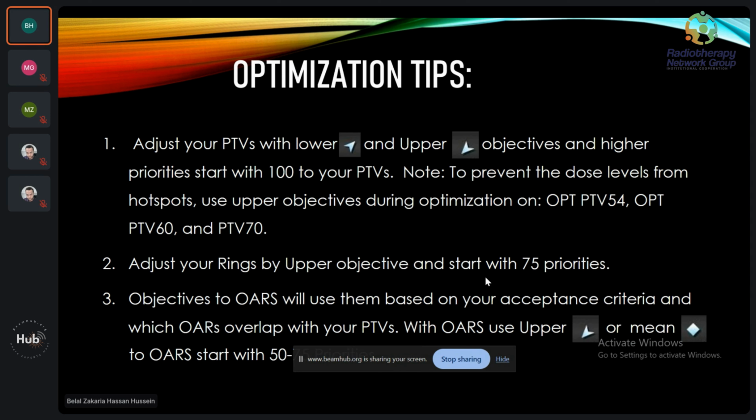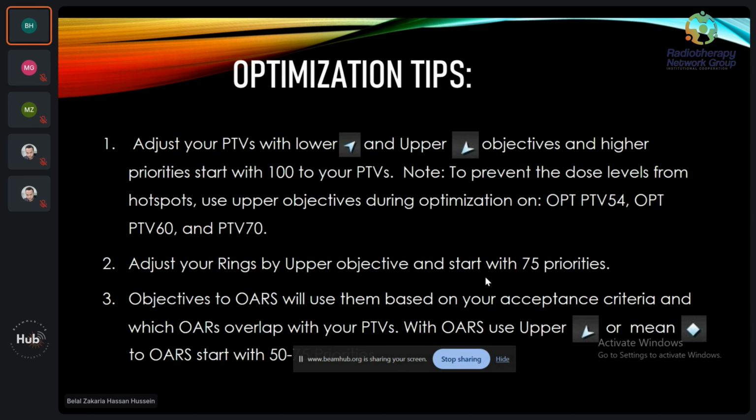Note, to prevent hotspots in the dose level, as I explained, the optimization BTV is cropped, or the optimization BTV 60 and the BTV 70. If you use the first way I explained, with optimization BTVs cropped from each other, you can use the upper freely without fear of underdose inside the BTV 70 or the 60. I will explain in this slide.